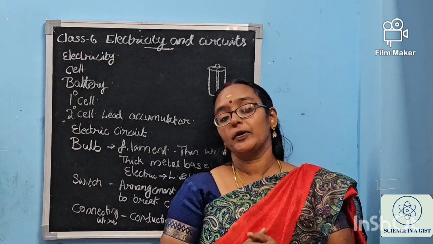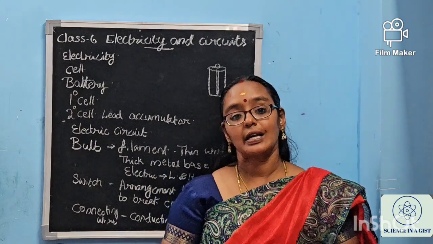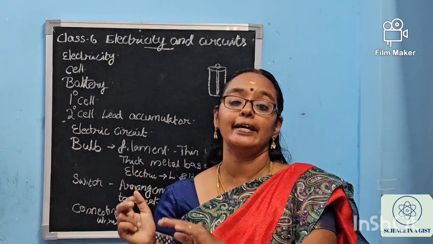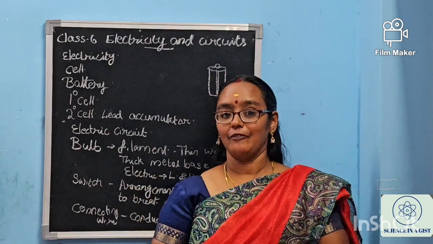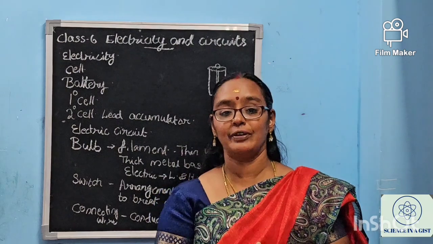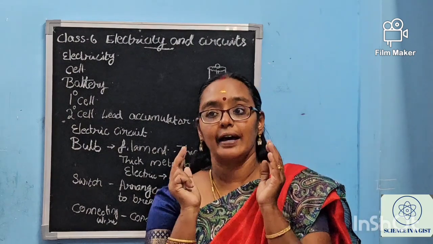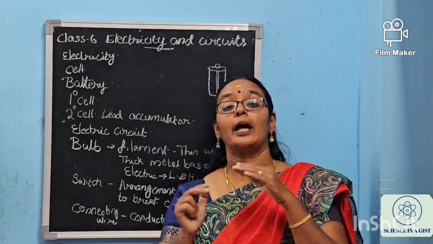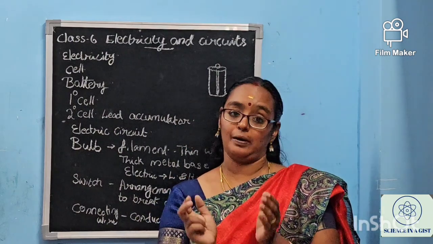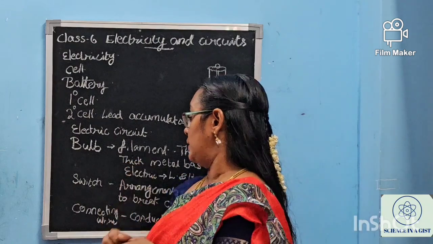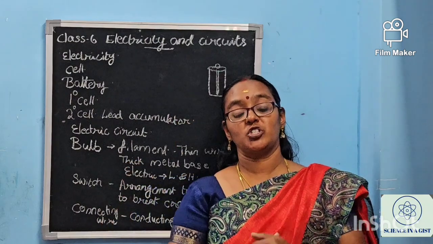So what is the bulb doing? The bulb converts electric energy into light and heat energy. When we touch the bulb, we can feel the heat also. So the electric energy is converted to light and heat by this bulb. Okay, this is the function of the bulb. Then about the switch.